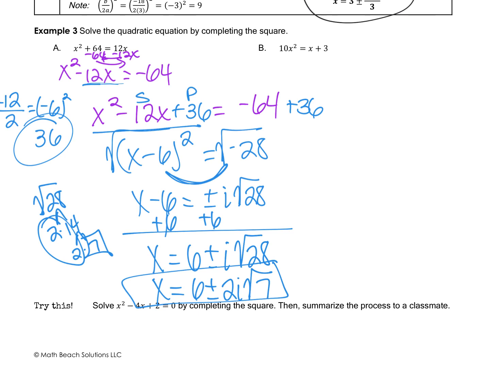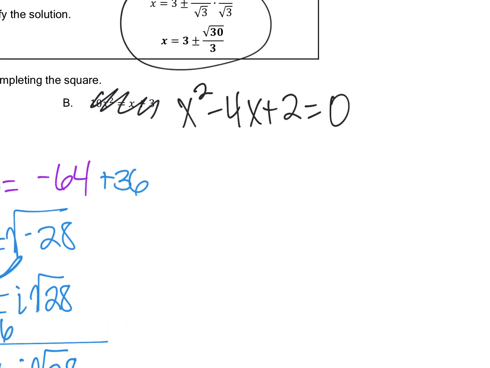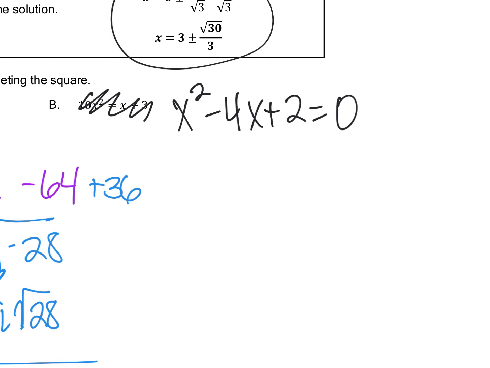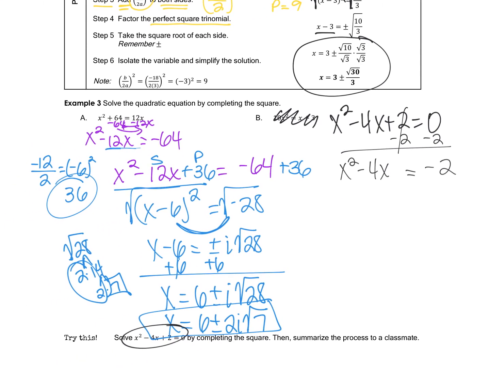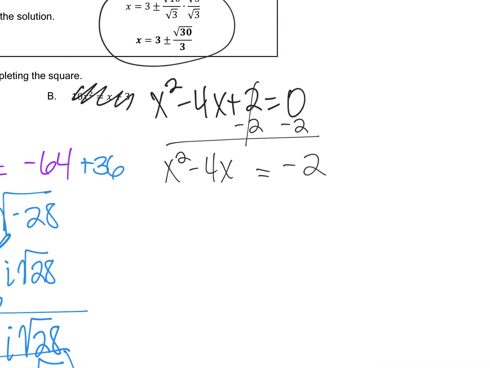Okay, so instead of doing this example, we're going to do this one down here. So x squared minus 4x plus 2 equals 0. So we're going to complete the square. So remember, we want x squared, x on one side, constant on the other. So I'm going to start out by subtracting the 2 over. Notice I don't need to divide by anything because my a is a 1 in front. So I don't have to divide it.